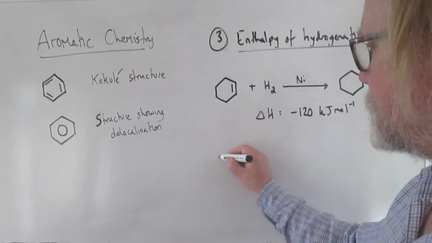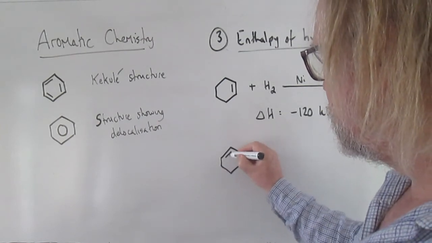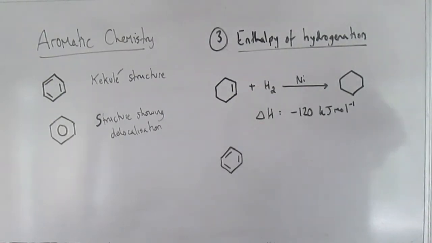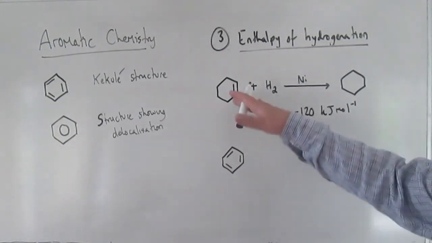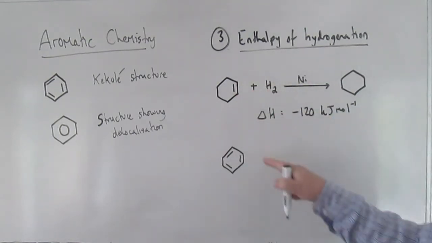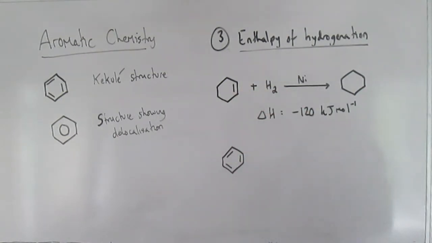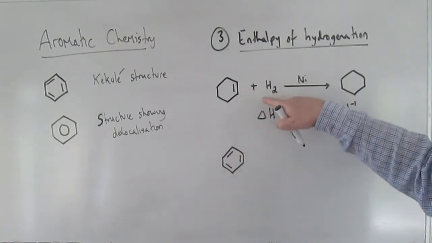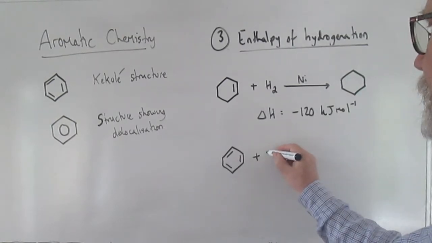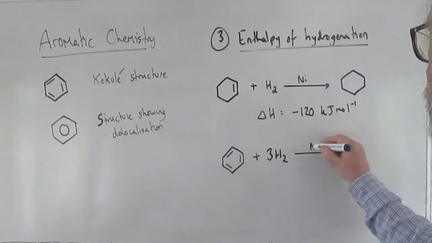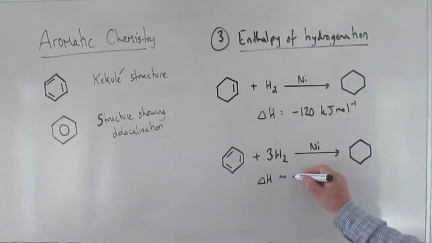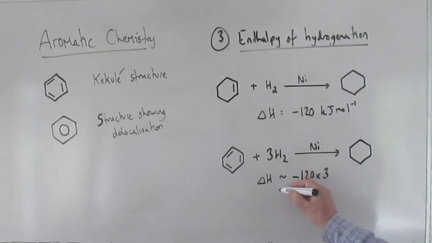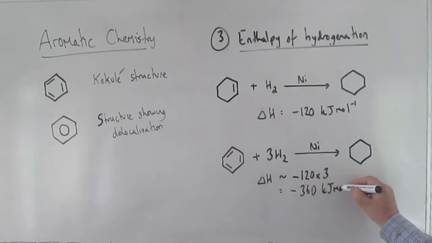So if the Kekulé structure was right, then you can see it's closely related to that, except that instead of just having one pi bond to add hydrogen across, you have three of them. But because they're all constrained in the same kind of geometry, you would expect the enthalpy change for each one of these individual pi bonds to be more or less the same as that one. So we can make a prediction that if this reacts with 3 moles of hydrogen to make the same product, cyclohexane, then delta H should be about minus 120 times 3, which is minus 360 kilojoules per mole predicted.